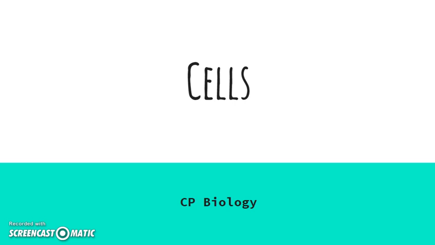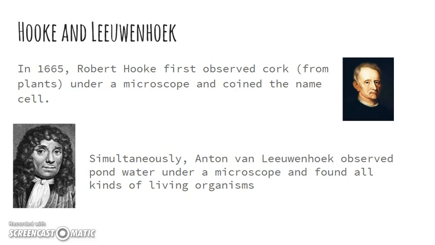So we've talked a lot about macromolecules, but now we're gonna move into the cells and what those macromolecules might do for the cell. So let's first introduce exactly how did we find cells. Now in 1665, Robert Hooke first observed cork from plants under a microscope and coined the name cell. He actually looked at it and he thought it looked like a monk's cell in a monastery, and that's where we got the term cell.